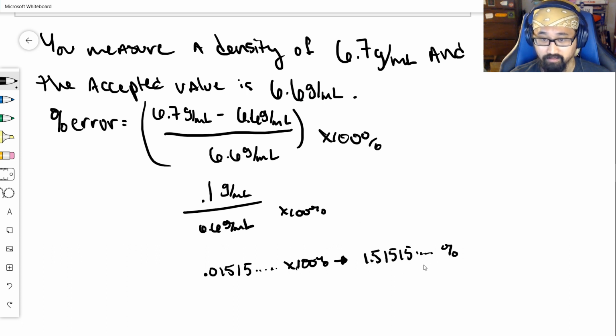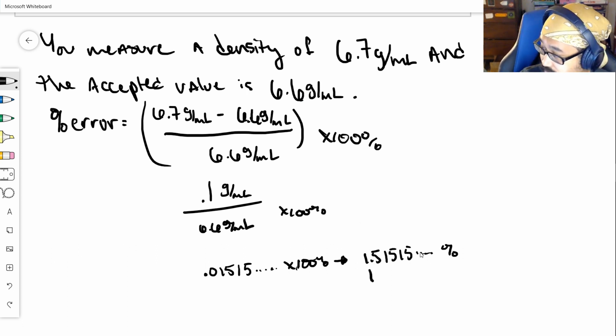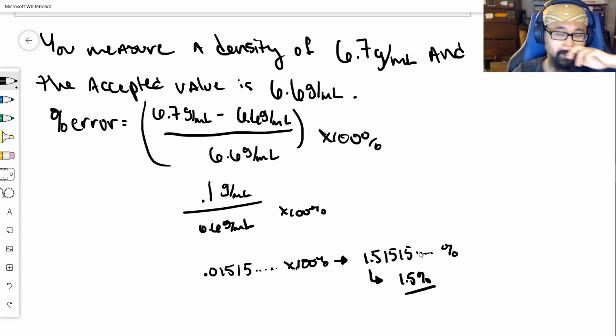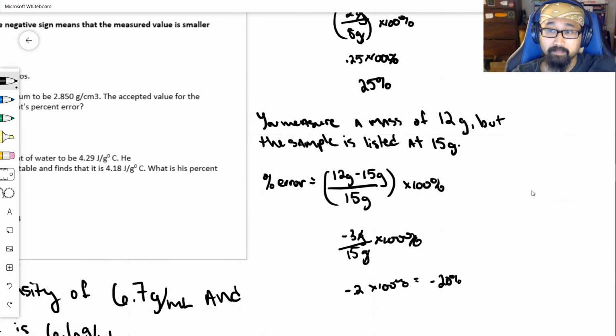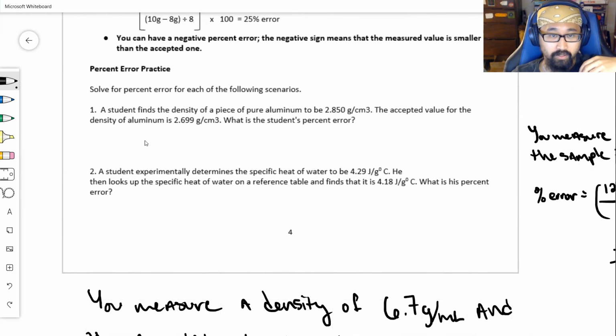Let's take this answer and round it to 2 sig figs. Well, that's easy enough. That means it's 1.5%. That's a very good error percentage, by the way. I'd like it to be basically 10% or below. Below 10%, I feel pretty good about it. 20, 25%, that may be more realistic given the limitations of measurements, given the limitations of equipment, but I'd like it to be small.